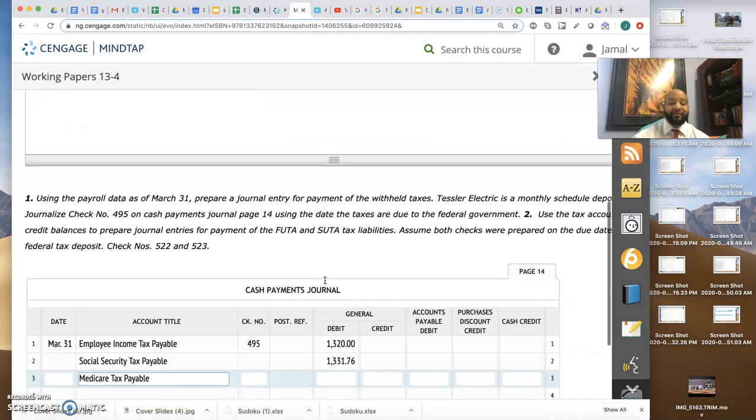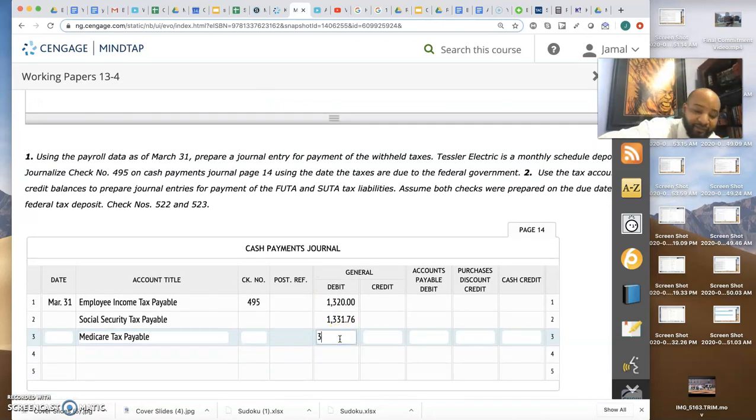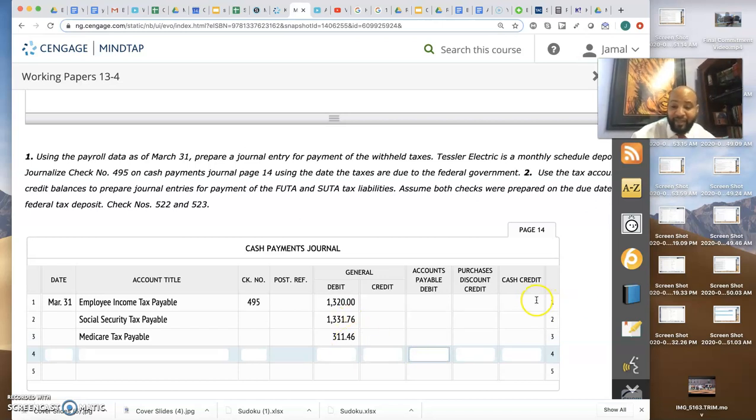Last amount is $311.46. Let's put in our $311.46. Of course, the total of this amount goes into cash credit because we have to pay these.